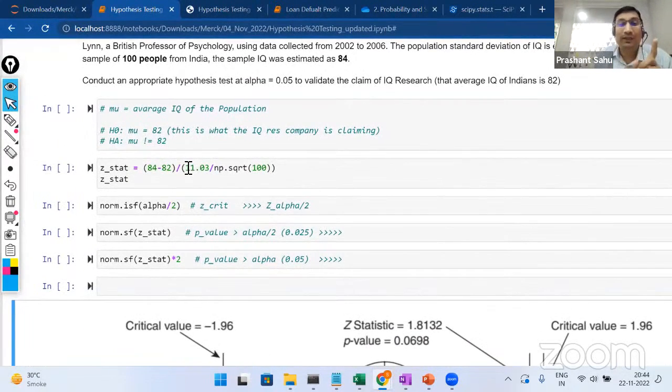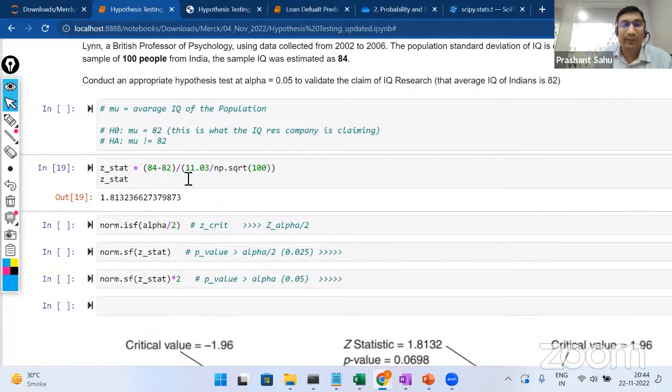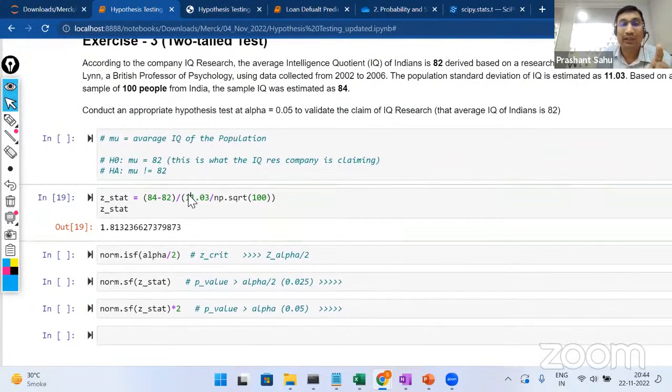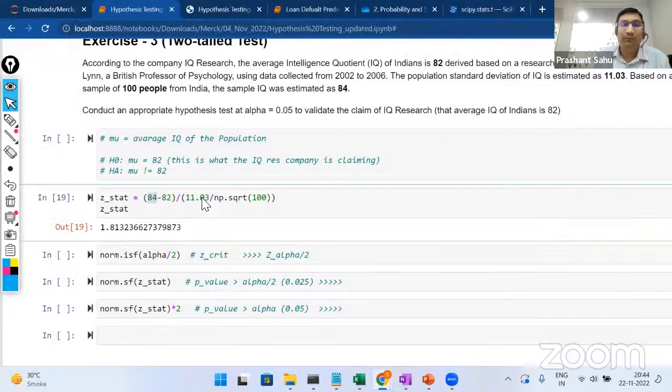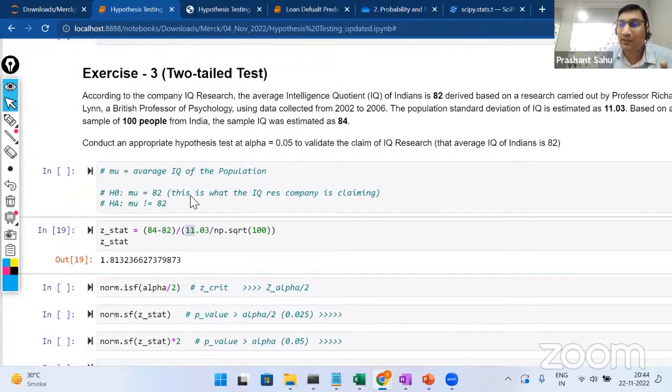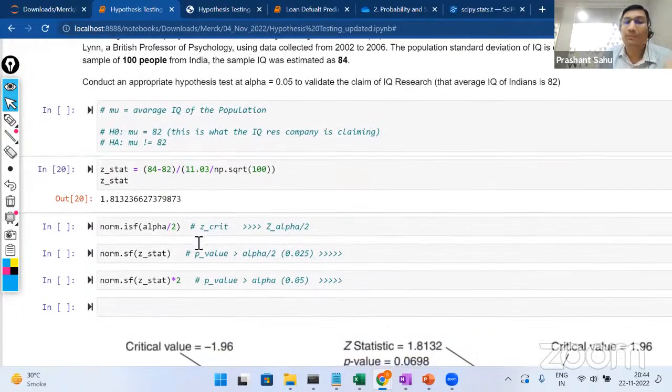In this case, the population standard deviation is known, so I can directly go for a Z test because the population standard deviation is known, 11.03. And what is the formula that I'm using? X bar minus the hypothesized population mean divided by sigma by square root of n. Same formula as before. Population mean is hypothesized to be 82. Sample is giving me 84. 11.03 is the population standard deviation already given in the problem, and the sample size is 100. When I execute this, the Z statistic comes to be 1.81.